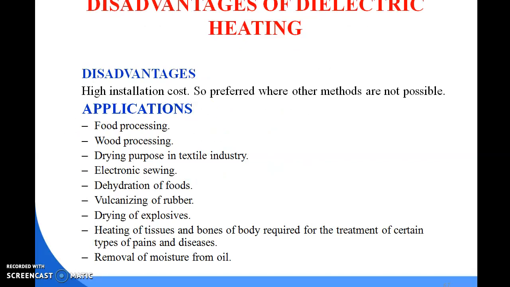What is the disadvantage? High installation cost is there, so it is preferred where other methods are not possible. What are the applications? The main thing is the application here.